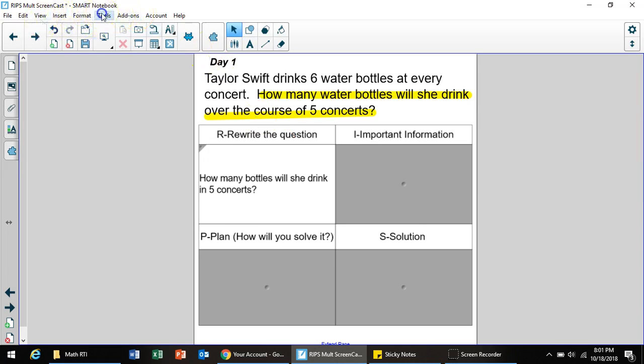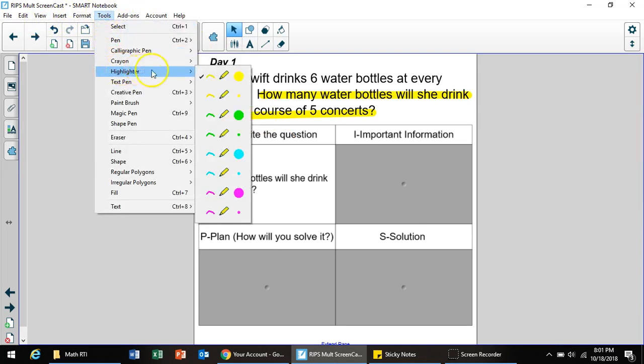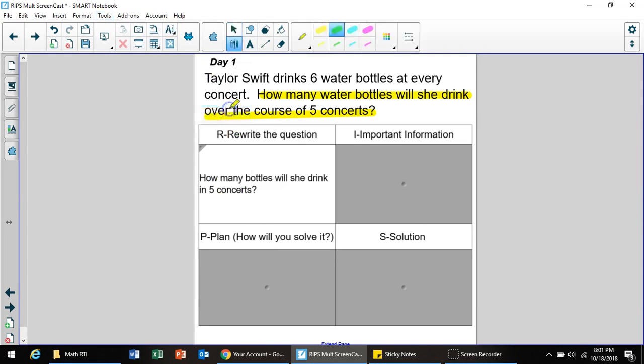So I'm going to go back in the word problem and I'm going to highlight that. She drinks 6 water bottles at every concert. Notice I'm not just highlighting that she drinks 6 water bottles because that would be incorrect. She drinks more than 6 water bottles. She drinks 6 water bottles in every concert.